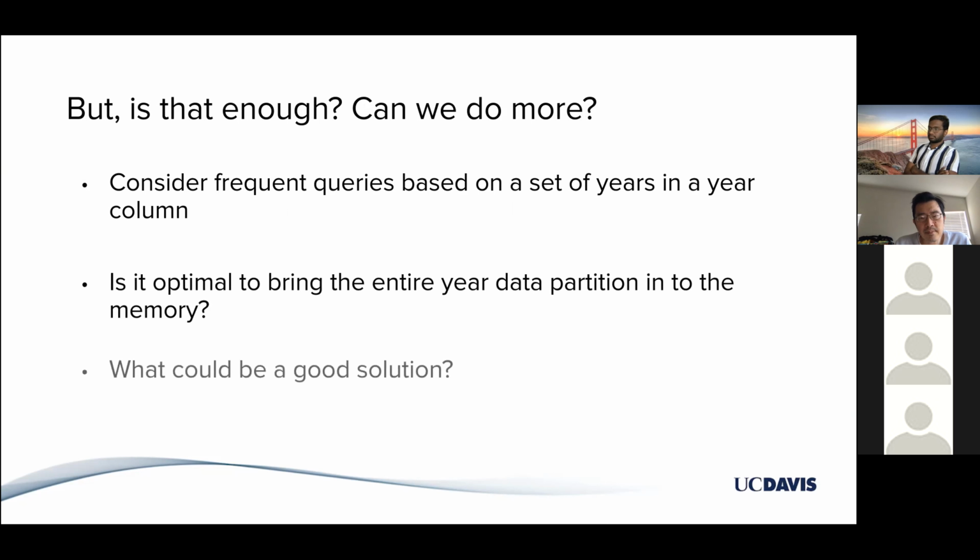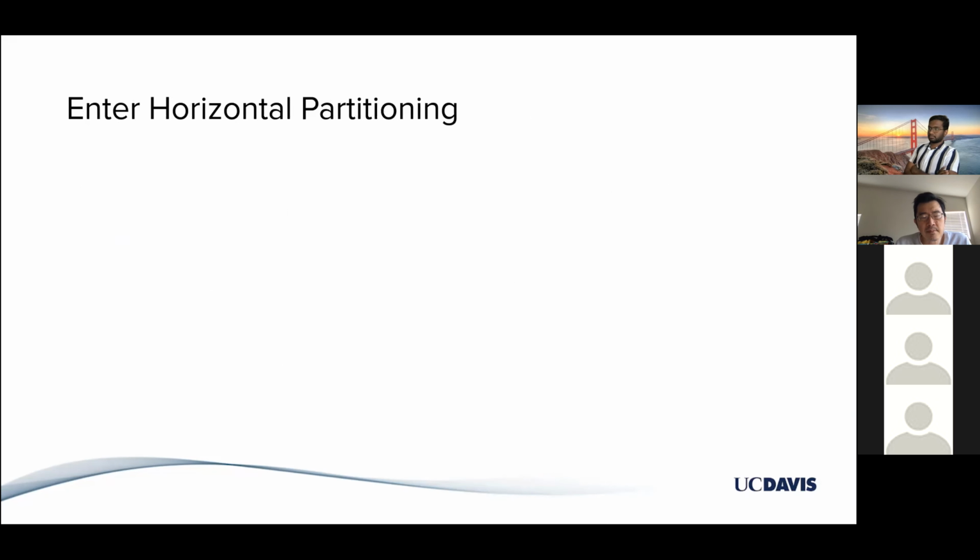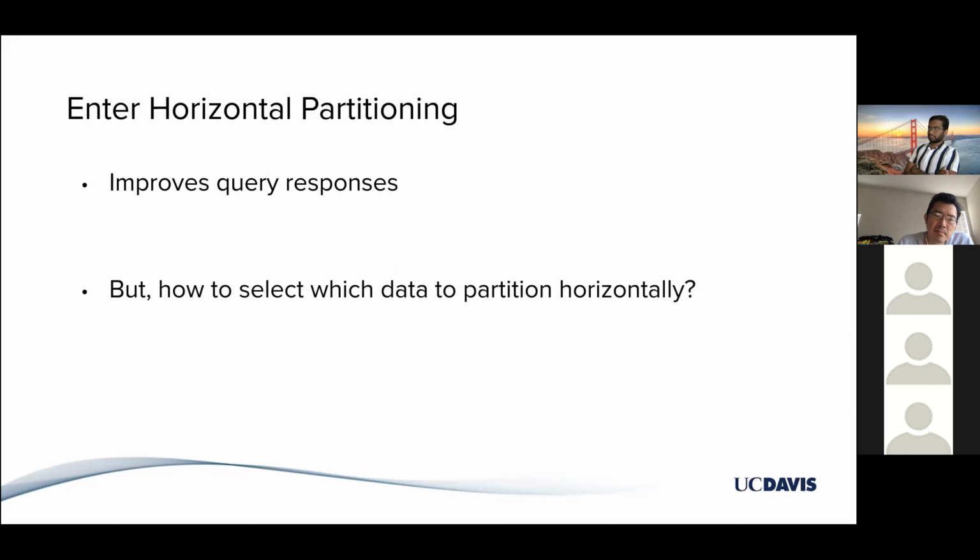So what can we do here? We introduce horizontal partitioning, because it improves query responses. But how do we select which data to partition horizontally? How do we improve upon it? How do we actually do horizontal partitioning and decide the criteria based on which we have to do this? So this is our solution. Vivek, can you go through it?